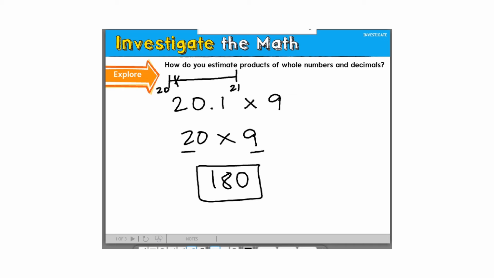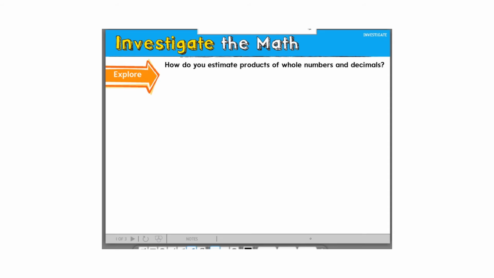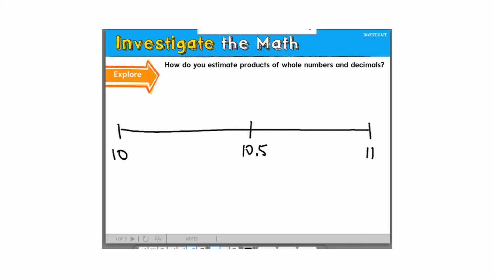Let's see. So, I want you to draw this really quick in your notes. I want you to draw a 10 and an 11. So you have a number line with 10 at the beginning and 11 at the end. Then we're going to put 10 and 5/10 here in the center because that would be halfway in between. And then we're going to fill it up with all the other ones in between. So you can fill it in if you want to.